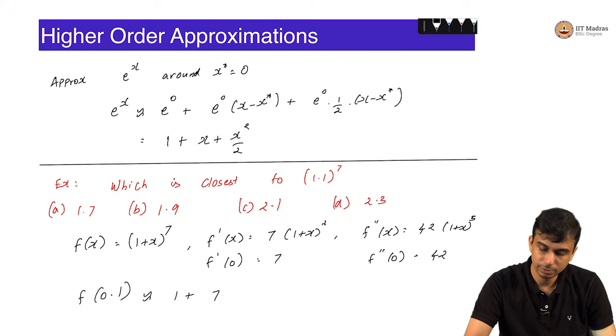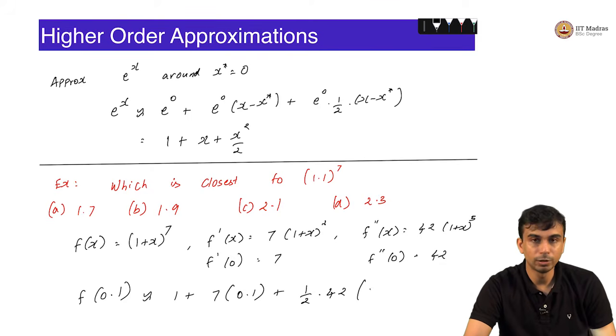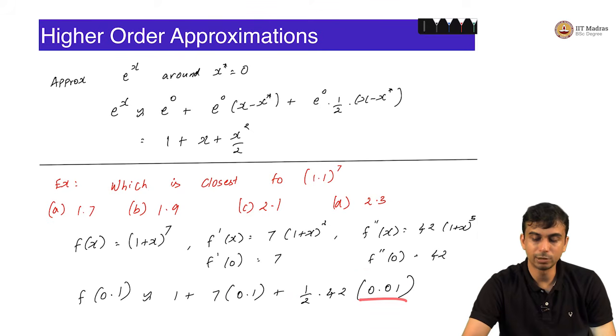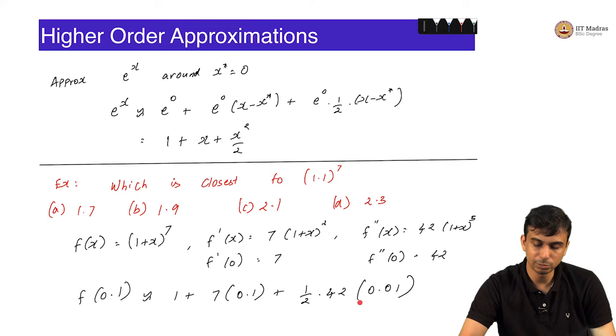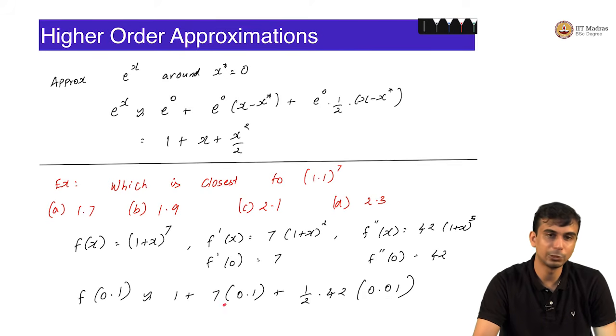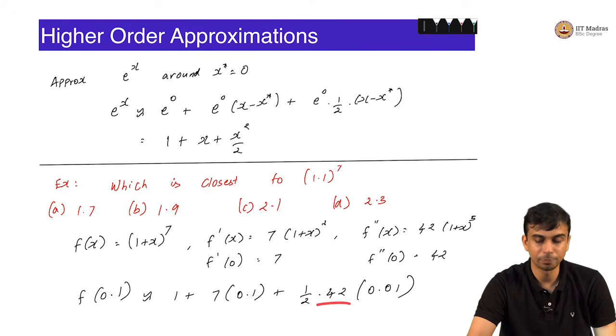So, f of x star would be 1 plus 7 into 0.1 plus half into 42 into 0.1 the whole square, which is 0.01. This is the reason why you can ignore the quadratic term in a lot of cases, because 0.01 is negligible when compared to 0.1, but this term can overwhelm. In principle, instead of 0.1, if you had 0.01, this term would be 0.01, this term would be 0.0001, in which case you can ignore the second term.